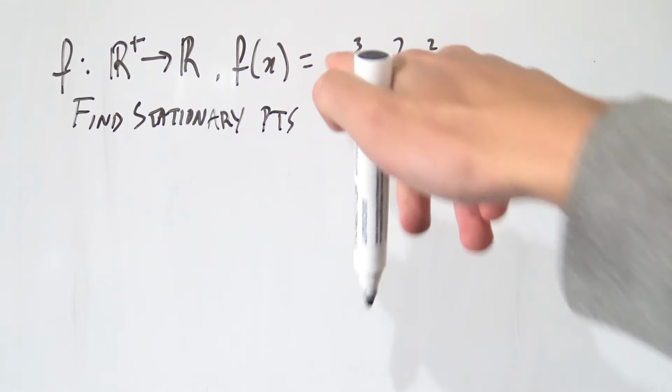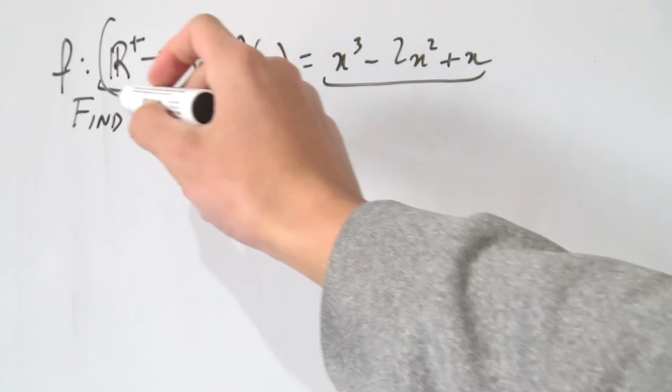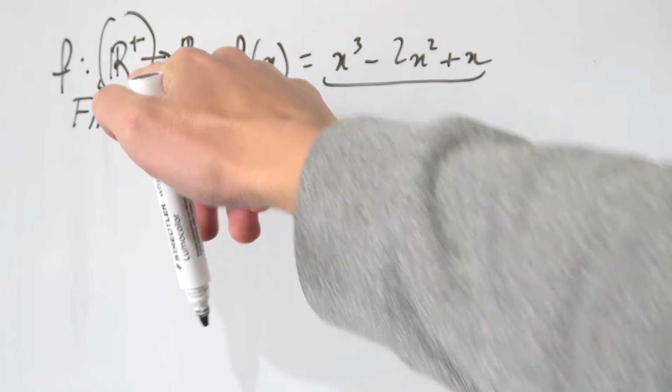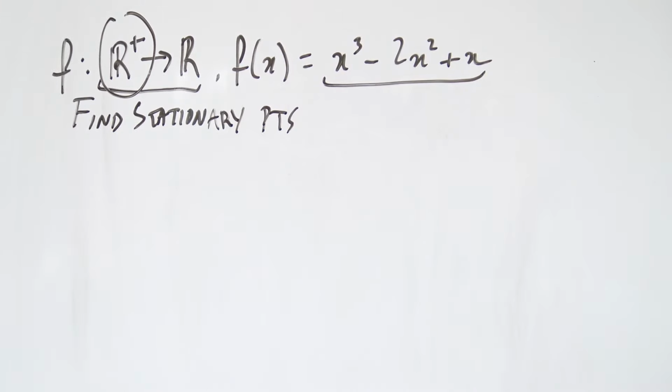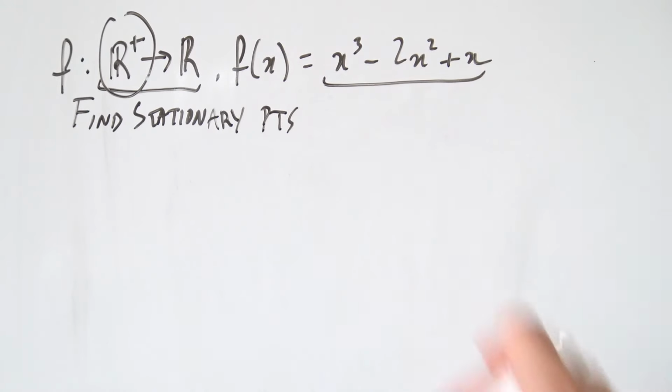And notice that's just some cubic right here. And looking at our domain, notice this first part right here. All that's saying is that we're just taking in positive values of x. So R plus just means positive real numbers. So this function only exists on the positive x-axis. So we want to find the stationary points of this thing.